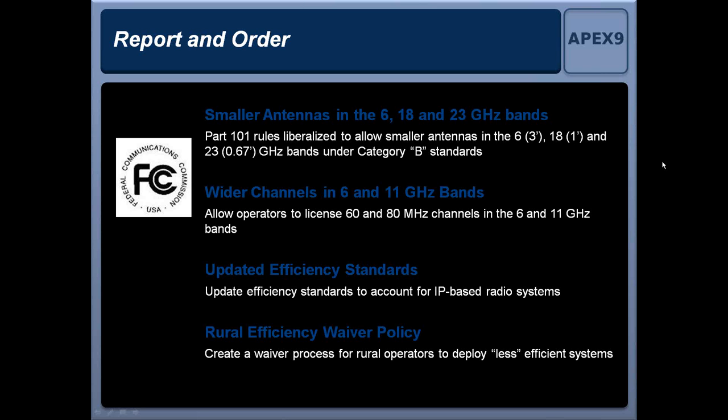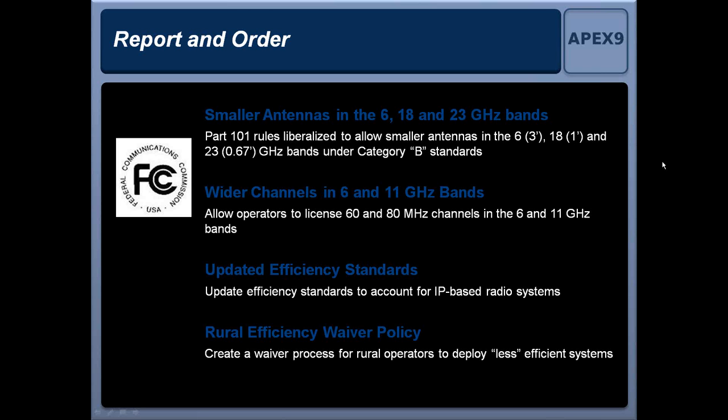For people who've been in this business for a long time, back in 2004, we had to use 4-foot dishes for 11 gig and 6-foot dish minimums for 6 gigahertz. And because of those dish size requirements, given how larger dishes create more cost, higher tower rents, and more of an eyesore in the neighborhood, many of the lower frequencies, specifically the 6 and 11 gigahertz bands, were not as widely deployed as they could have been because of the dish size.